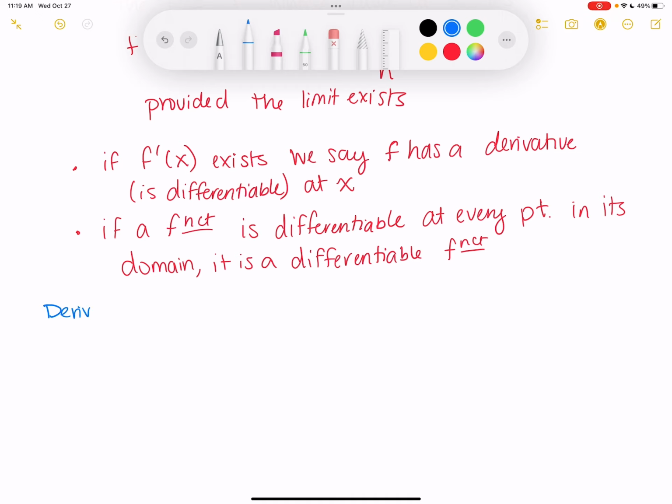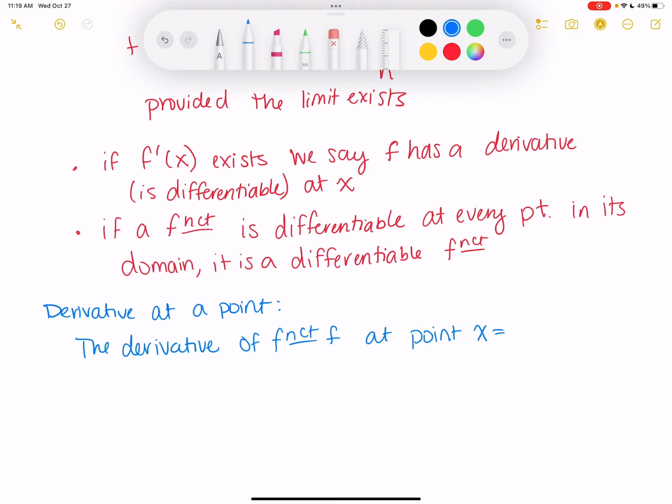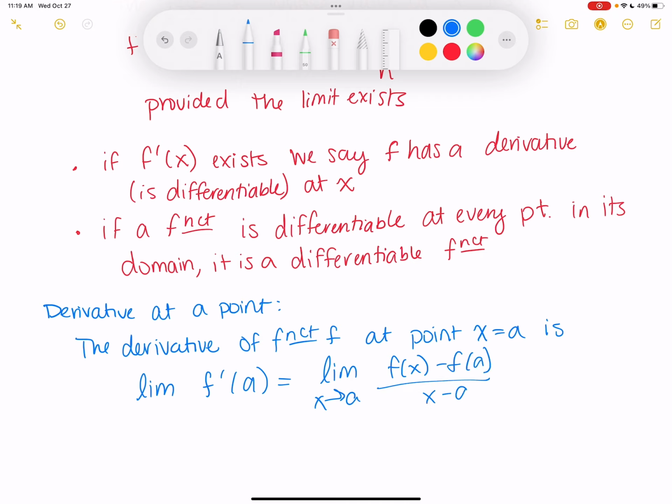A derivative at a point. The derivative of a function f at point x equals a is f prime of a, equal to the limit as x approaches a of f of x minus f of a all over x minus a, provided the limit exists.